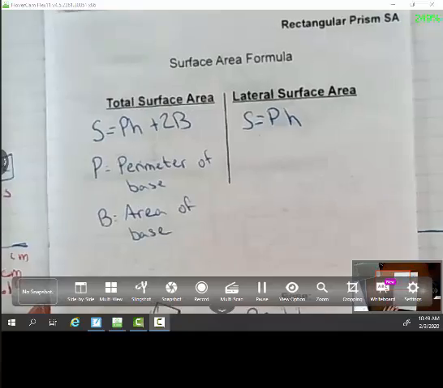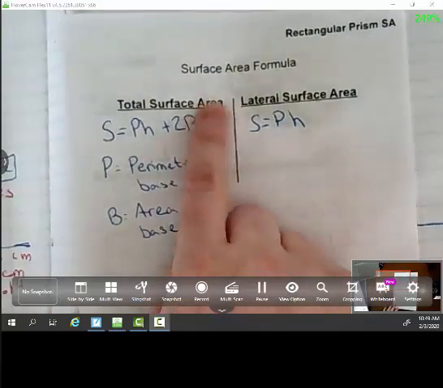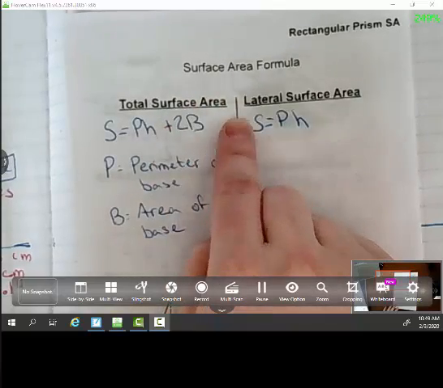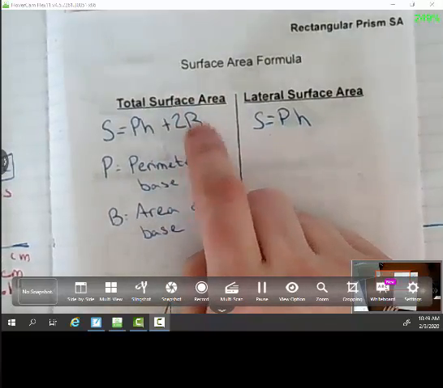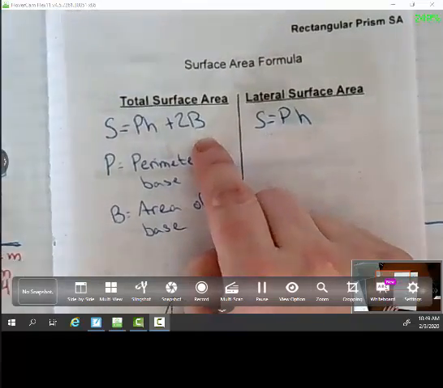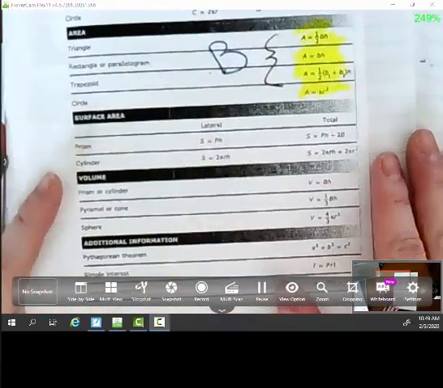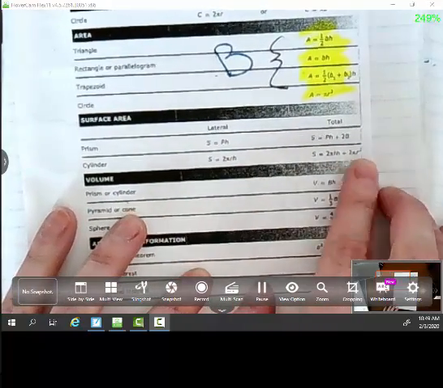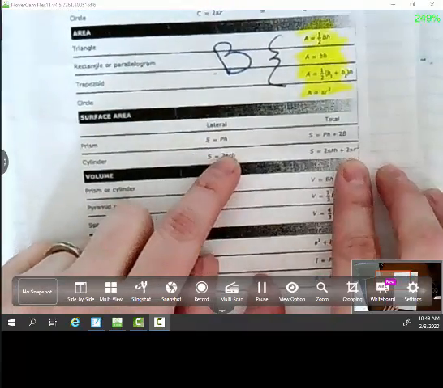Alright, so this is the formula that we've used before. Total has this 2B and lateral doesn't. Why did total have the 2B? Oh, two bases. Two bases, right? So total surface area includes the bases. Lateral surface area doesn't include the bases. Alright, so we're just going to start with these two formulas. We'll start with total surface area and lateral.